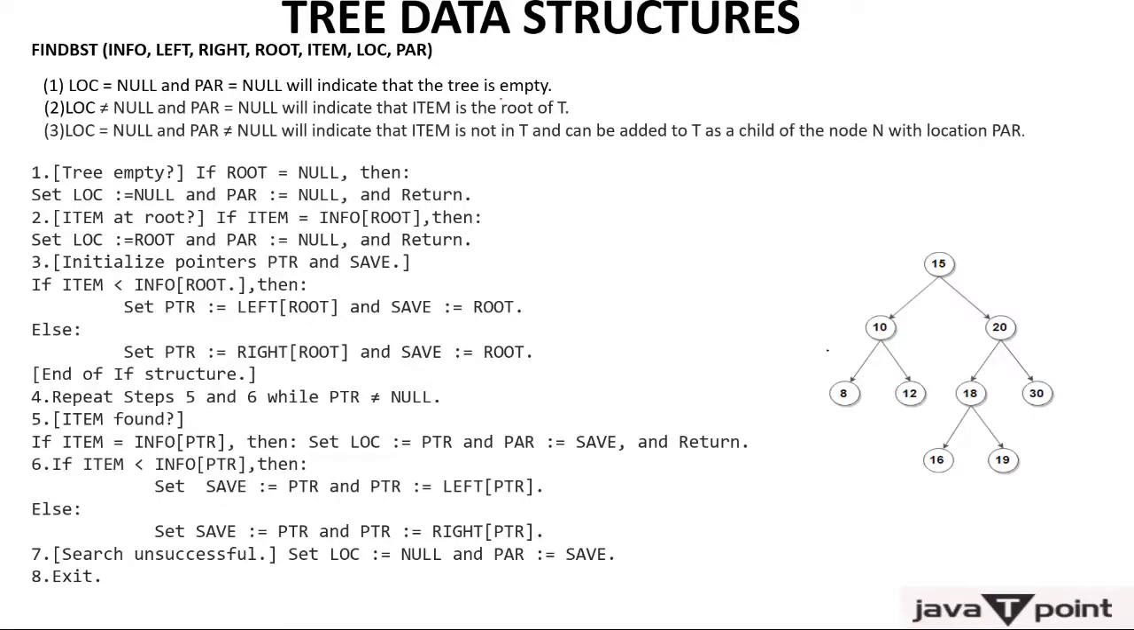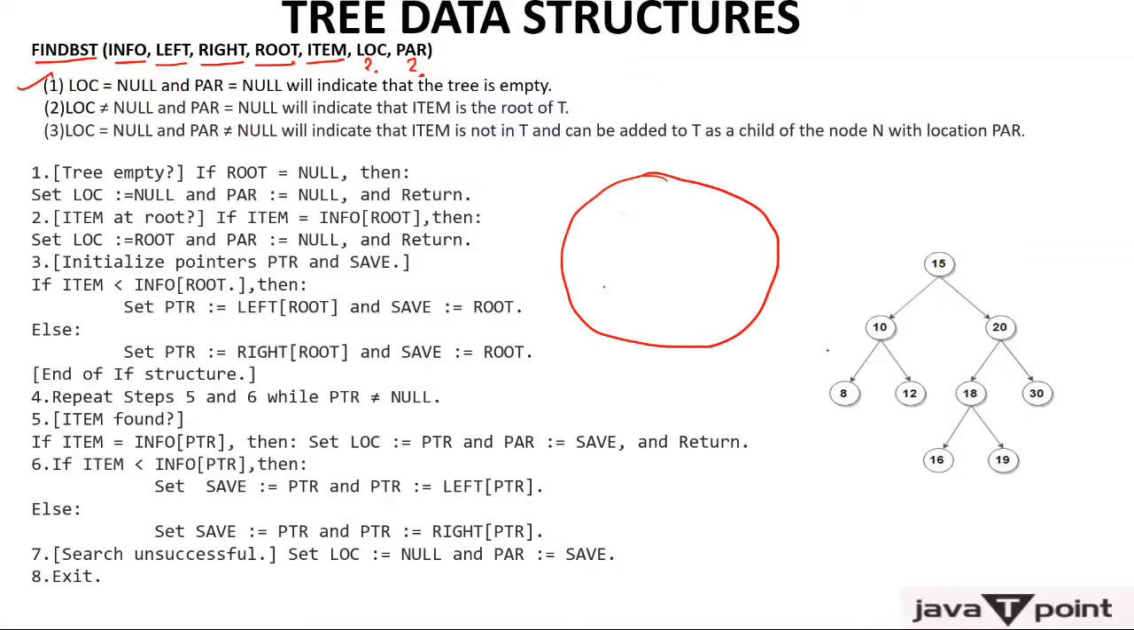Your function is find BST. You are given info, that is information, left information, right information, information of root, and information of the item to search. Now your job is to find location and to find parent. Now we start with three conditions. The first condition says, if location is null and parent is null, it indicates that the tree is empty. And it's obvious.